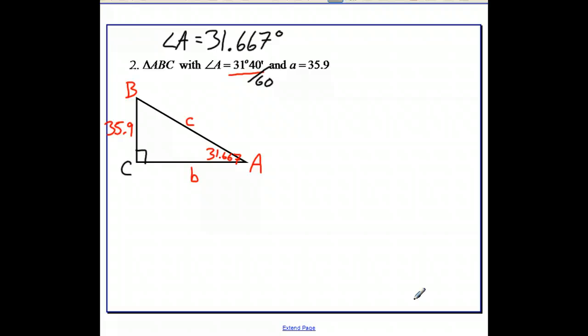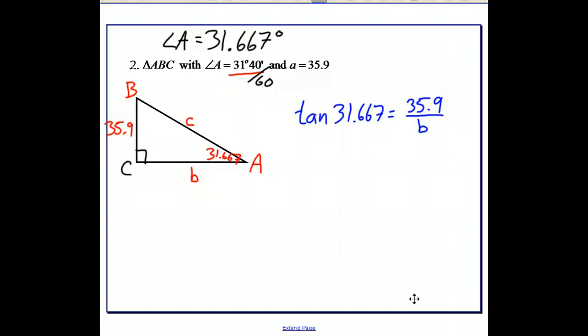So we're going to say the tangent of A, or 31.667, is equal to our opposite side, 35.9, over our adjacent side, or B. All right, guys, now we have to solve for B. Be careful. This is not going to be as easy as the last ones were. We're not just going to multiply by B or by 35.9 or by anything and be done. We need to do a couple steps here.